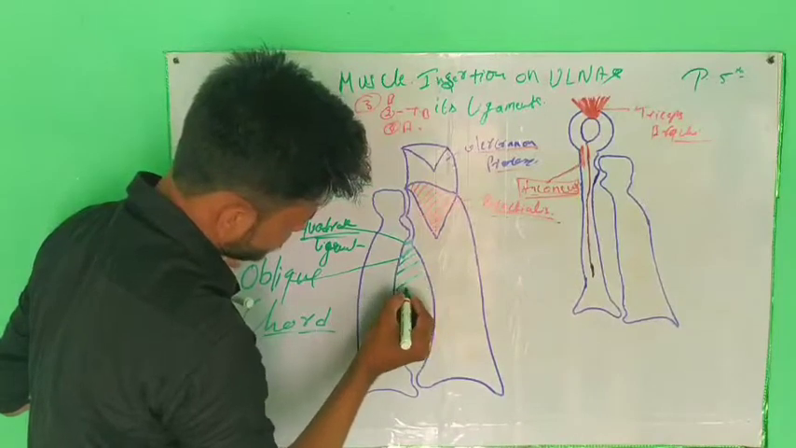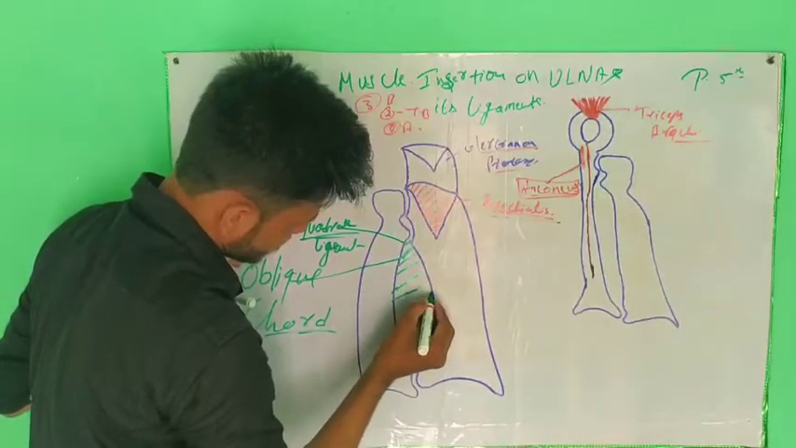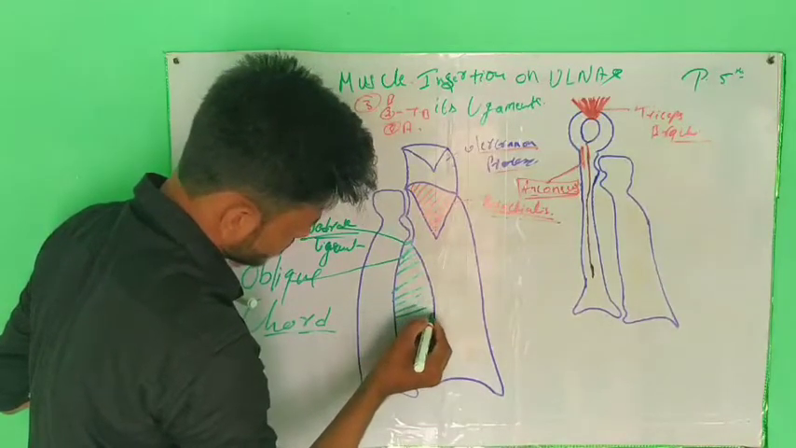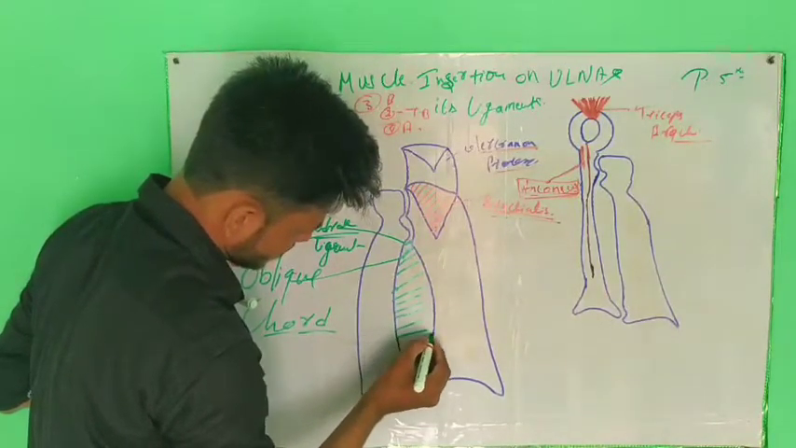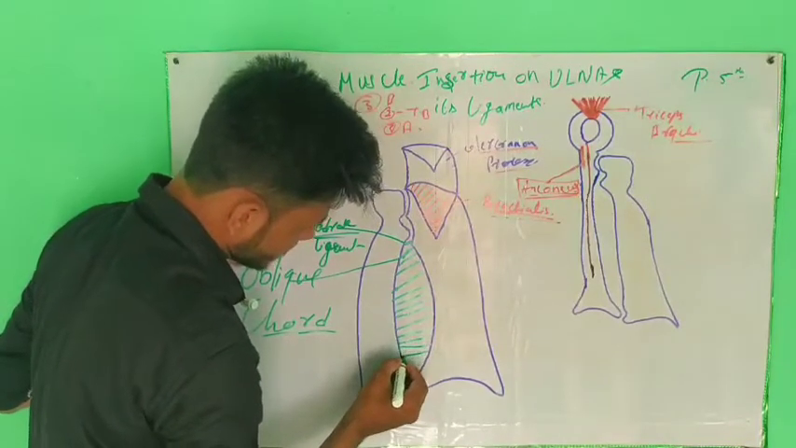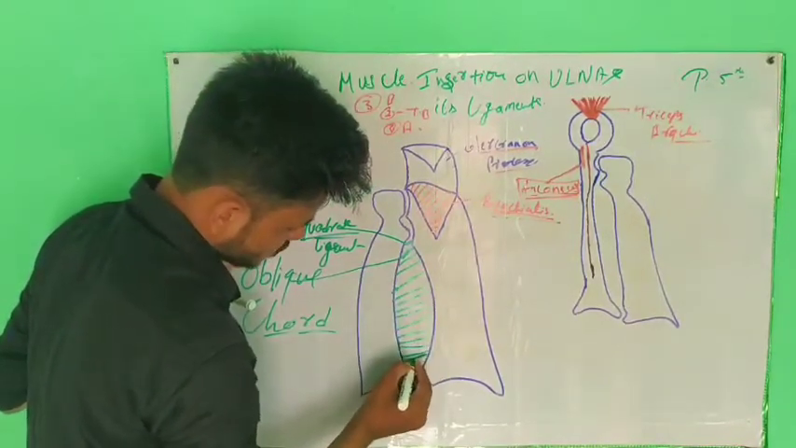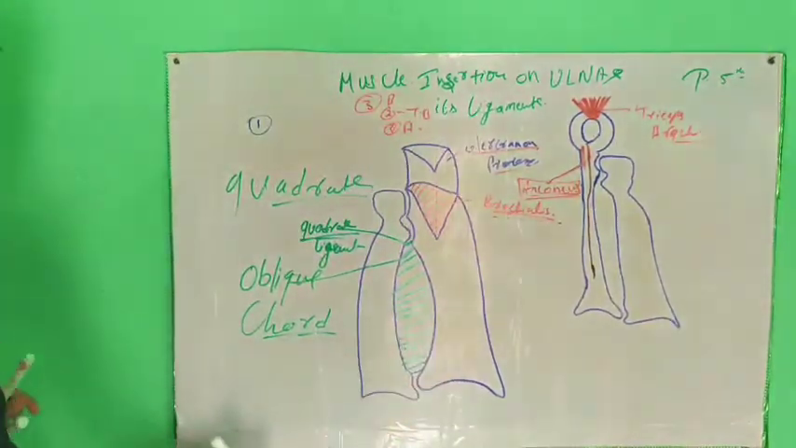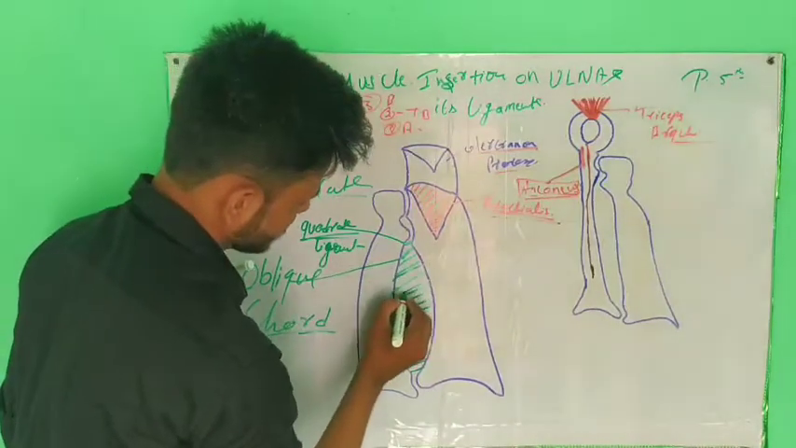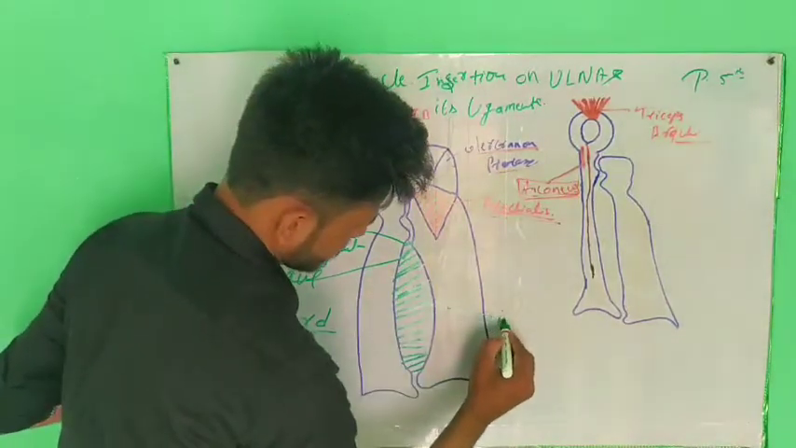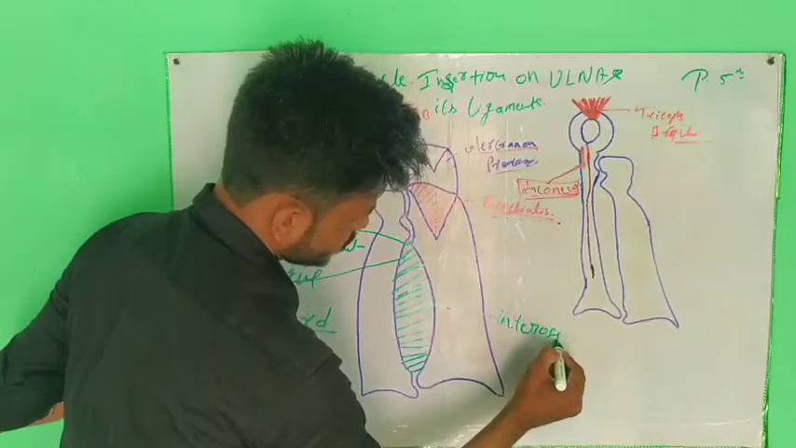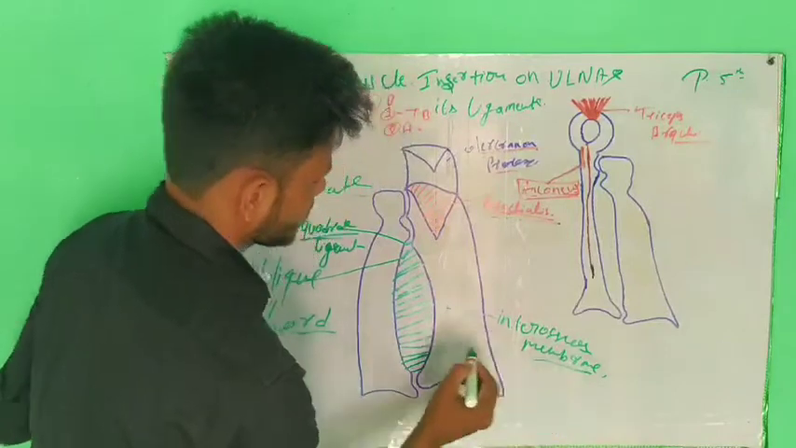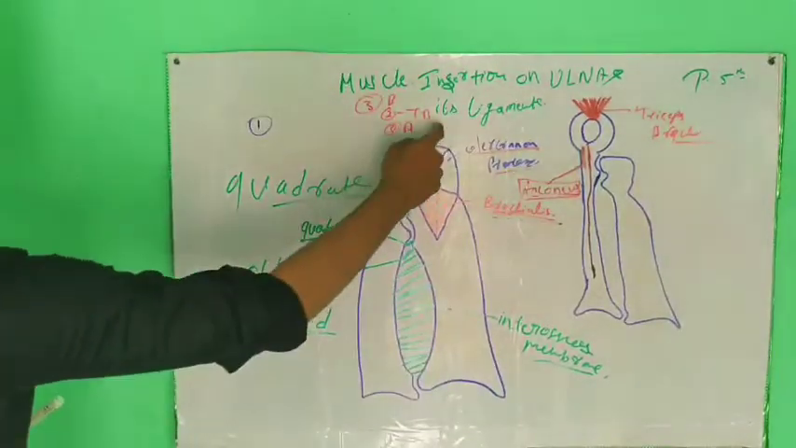This membrane is attached with the lateral border of the ulna and the medial border of the radius. Both interosseous borders attach together through this interosseous membrane, and this interosseous membrane holds both bones together. This is the interosseous membrane.